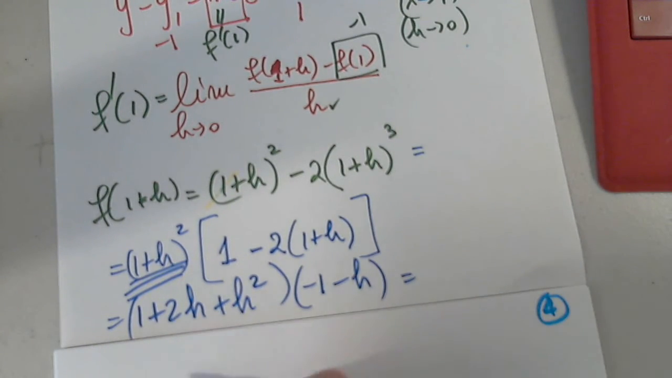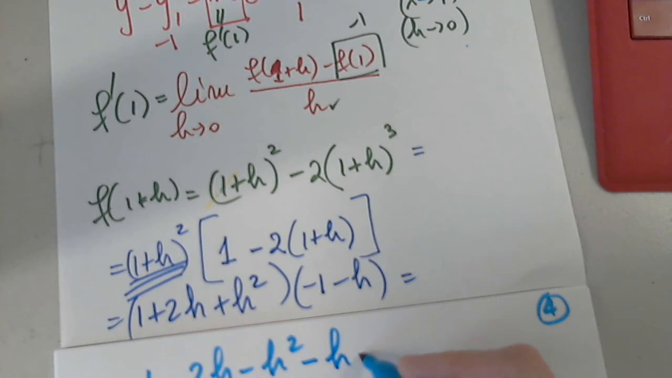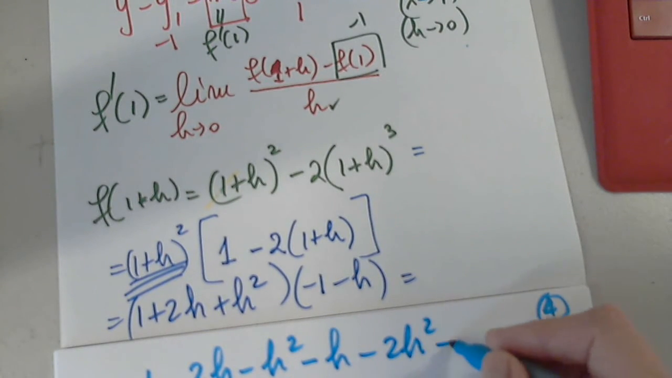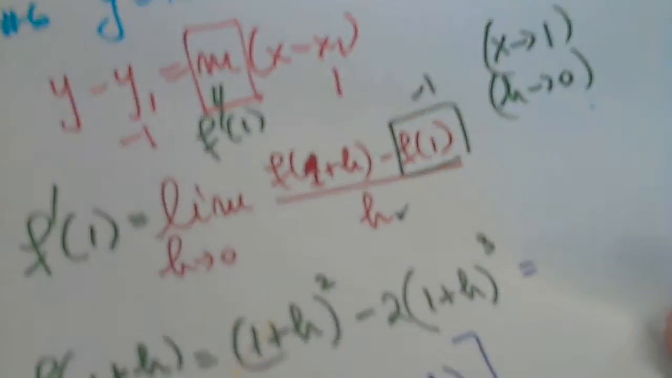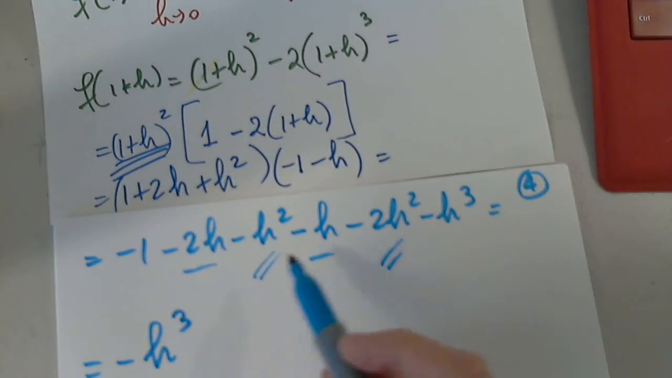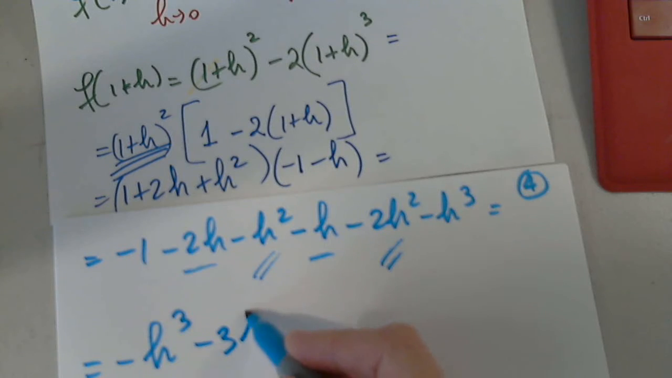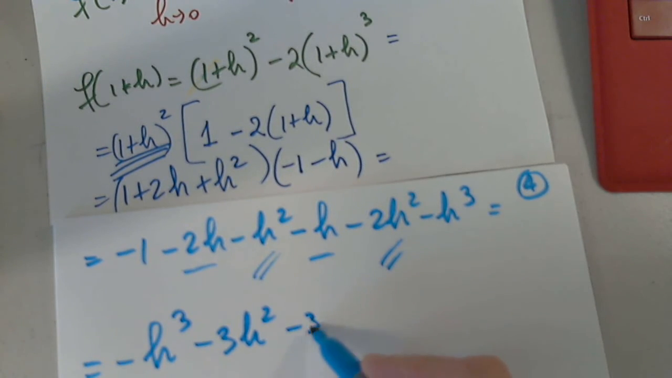So negative 1 distributed here is negative 1 minus 2h minus h squared. Negative h distributed to these 3 is negative h minus 2h squared and minus h cubed. I can combine like terms, these two and these two. I'm going to rearrange it in the correct order: negative h cubed, and then minus 3h squared, and then minus 3h, and of course minus 1.